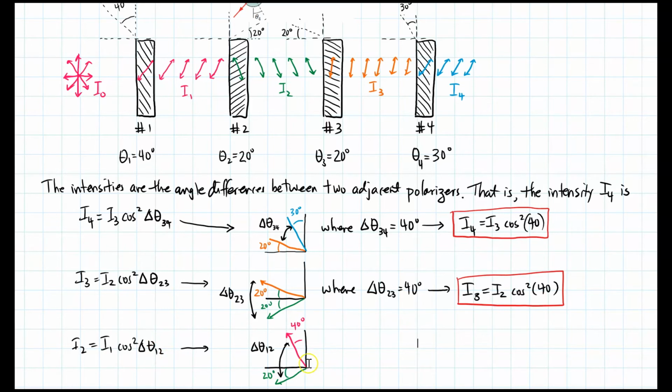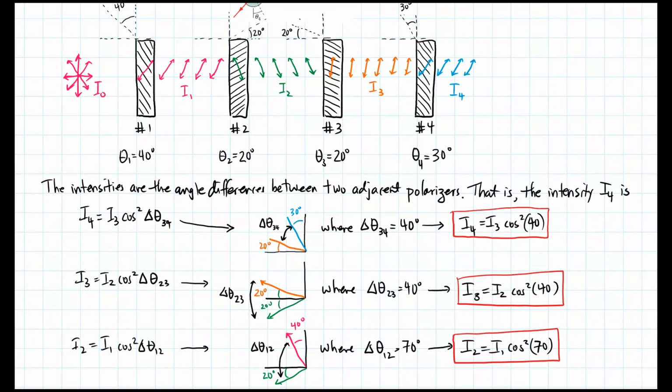So if I draw the picture, I look at the second polarizer, here's my 20 degrees. If I look at the first polarizer, it's at 40 degrees, so it's the angle difference between these two. This tells us that the angle is 70 degrees, so therefore I know what I2 is, which is I1 times cosine squared of 70 degrees.